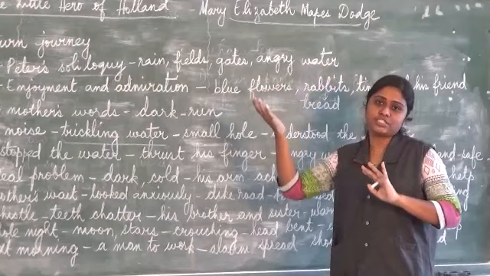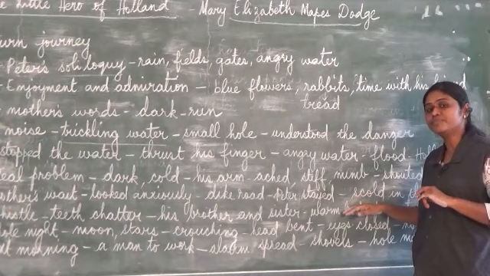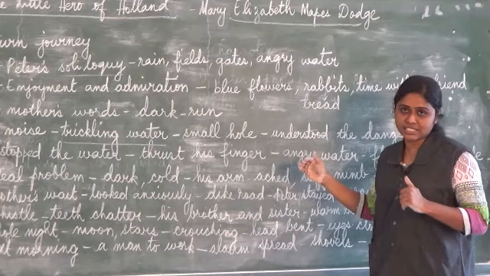So he thinks about his brother and sister. He thinks that they will be comfortably sleeping in the warm bed. Then immediately he thinks about his parents, that is his father and mother. Then he thinks that they should be saved. Okay, if it floods, if the sea water floods, then they will be in danger.